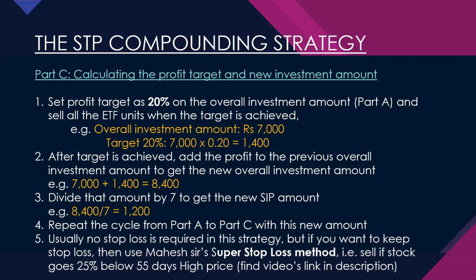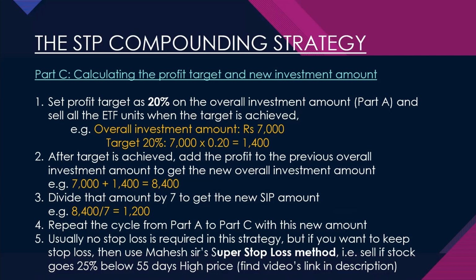And usually a stop loss is not required in this strategy, but if anyone wants to keep a stop loss, I would recommend using Mahesh sir's super stop loss method. It's a very good method because that stop loss does not easily come, and what we track in that stop loss is if the ETF's 55 days high price has gone 25% below that price, that's our stop loss. Okay, so you can use that as a stop loss.